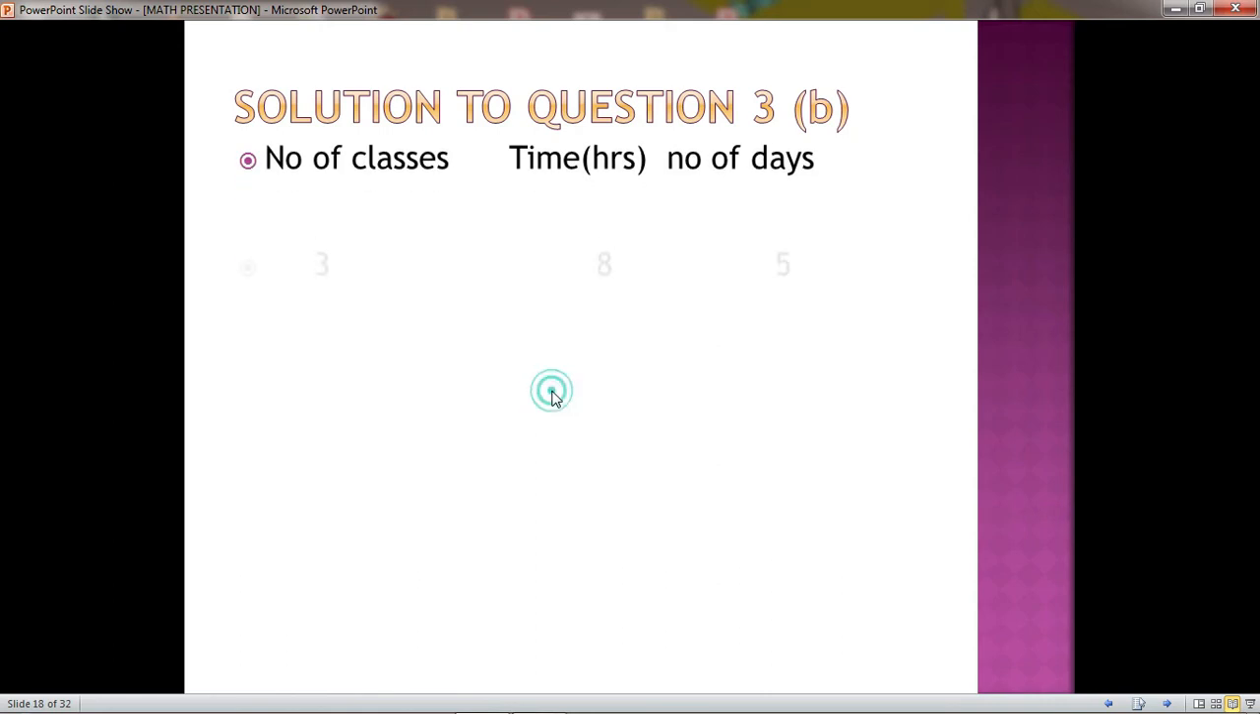Okay, let's arrange our question like this. As you can see, we have the number of classes, hours, and number of days. The first case: there are 3 classes working for 8 hours, using 5 days to harvest the school chamber. And what about 2 classes working 10 hours a day, how long will they take to harvest the same school chamber? So that's going to be like that.